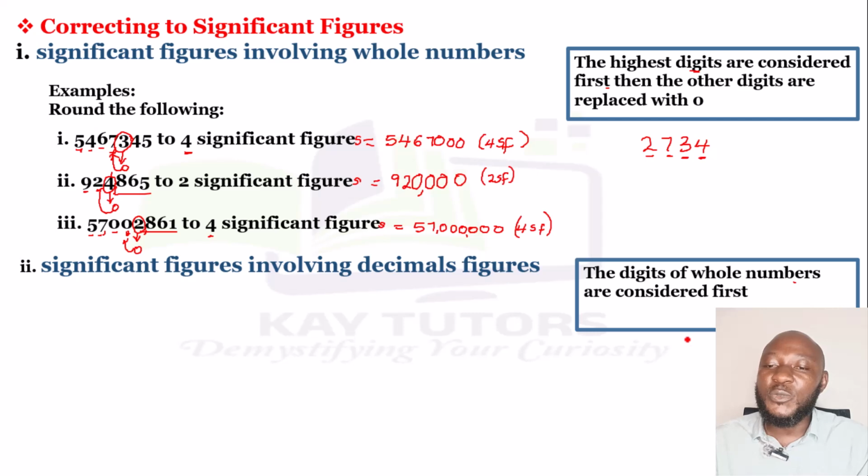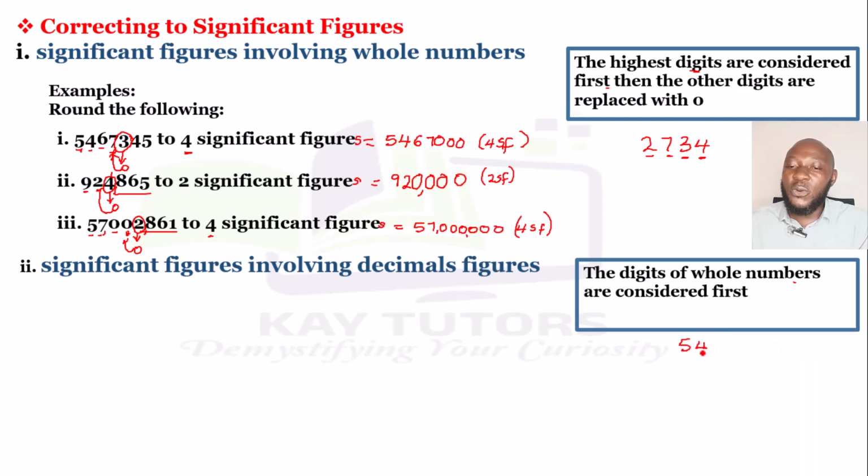Let's take, for instance, we have 547.392. 5 here is considered first. 4 is considered next. 7 is considered next. So you see the digits of the whole numbers are being considered first before we consider the decimal numbers.